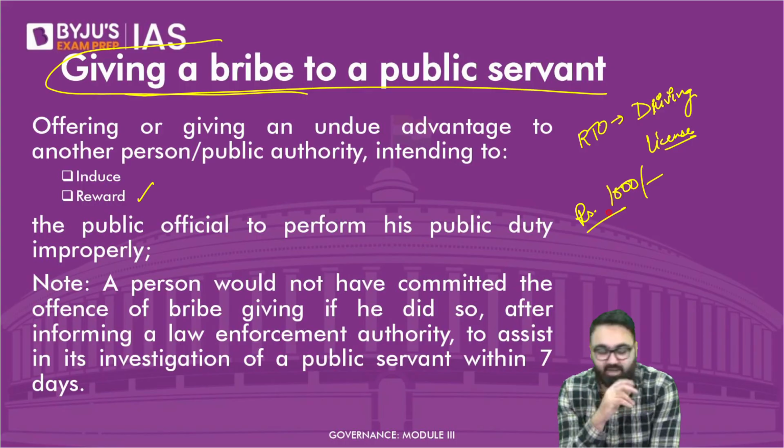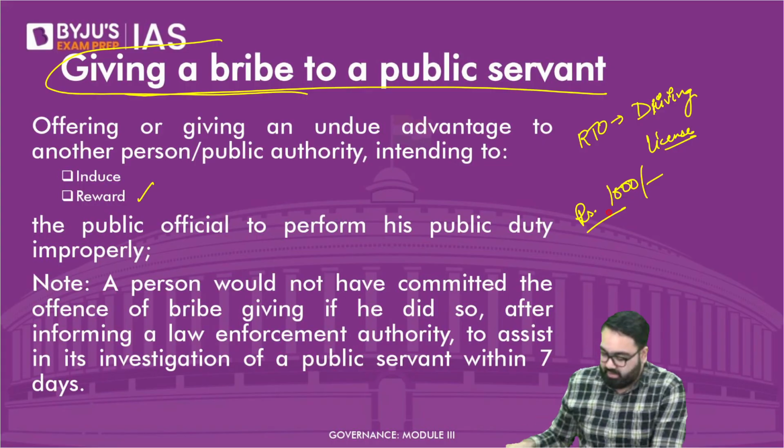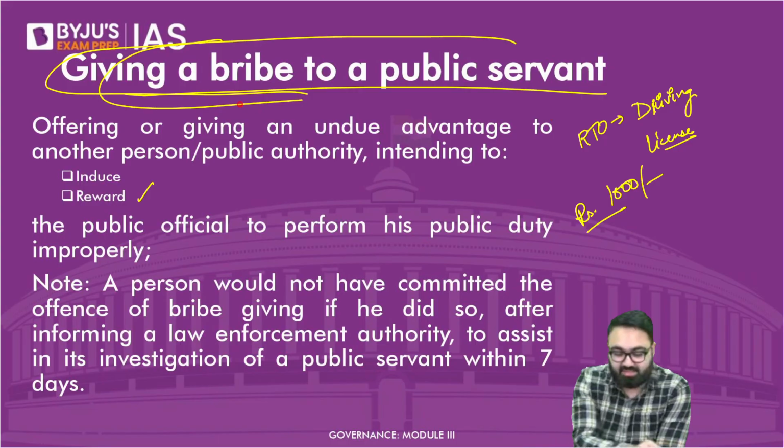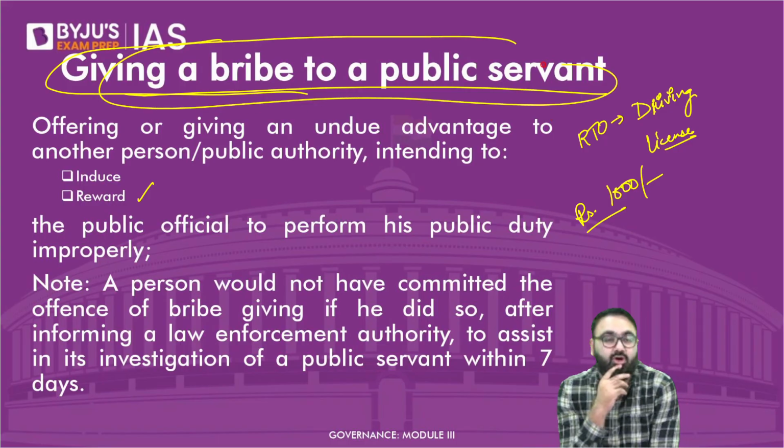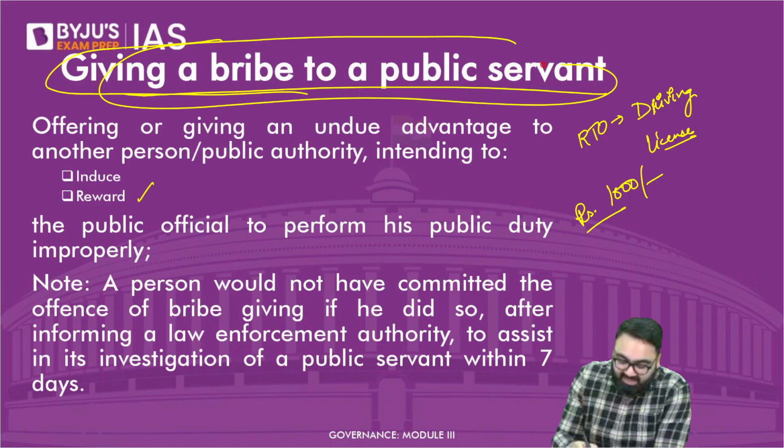You don't live here. Now, what would you do? Obviously, you want the passport. You want a driving license. So you will give the bribe, right? You will have to give the bribe no matter what. Now, the problem is giving a bribe is also an offense. You don't want to commit the crime. So for this, a law has been made.